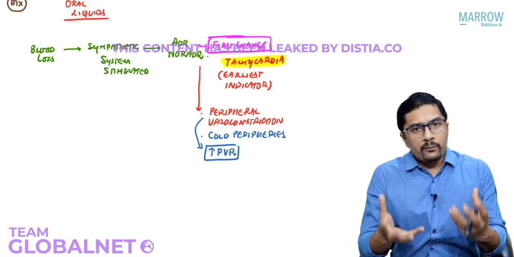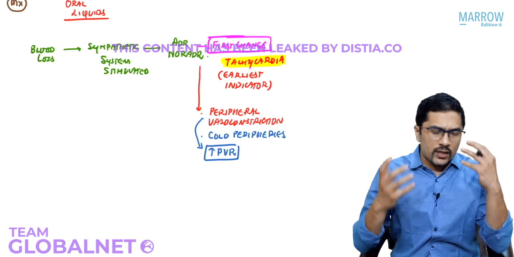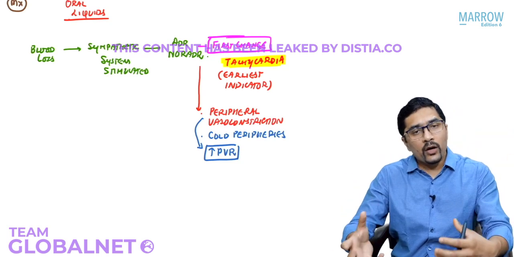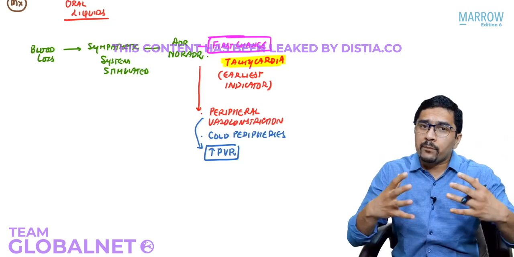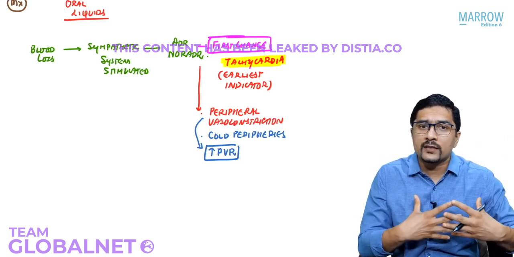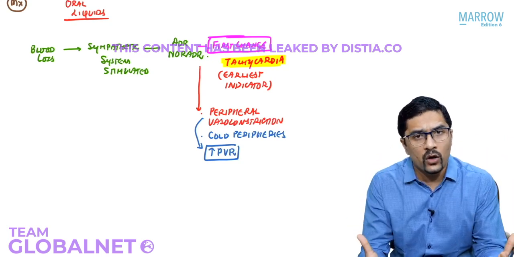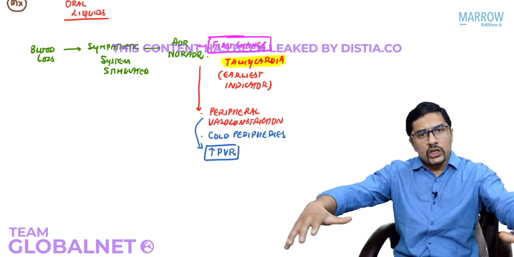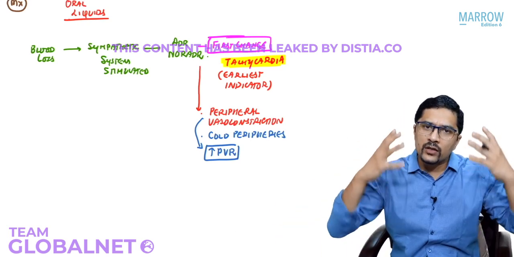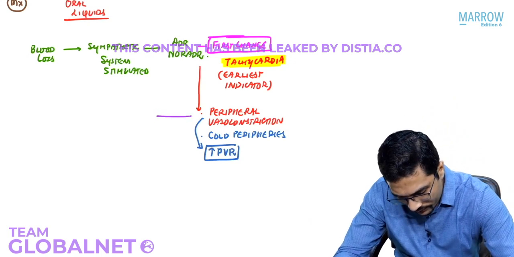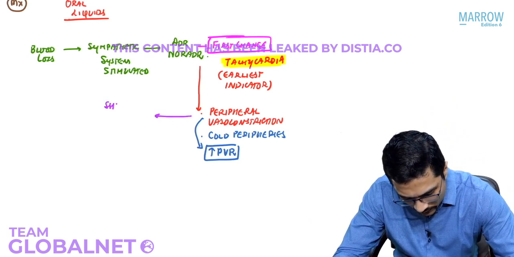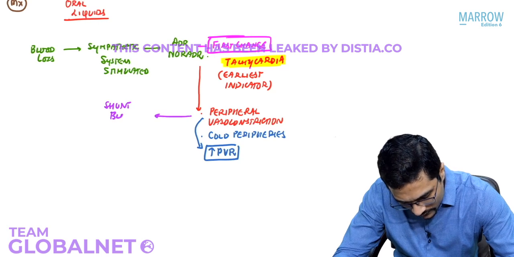Now, why is the body causing peripheral vasoconstriction? Another common sense question. The body is causing peripheral vasoconstriction because it wants that the blood should go to the vital organs, the heart, the brain, and the vital organs, right? So it wants to shunt blood from the peripheries to the vital organs. And that is why this vasoconstriction is happening. This is going to shunt blood to vital organs.